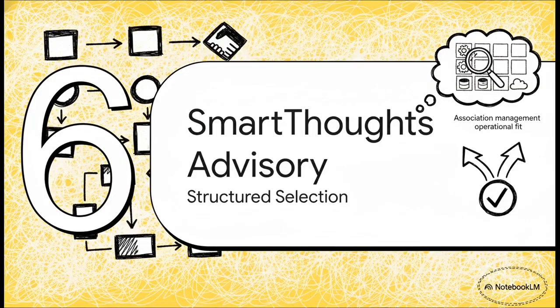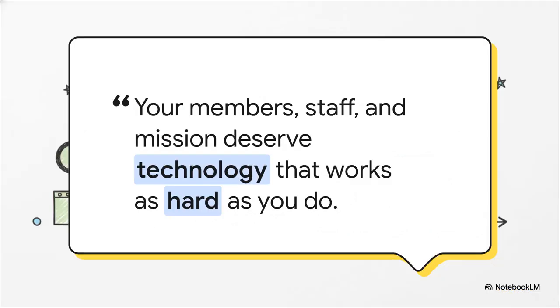Finally, Section 6, the SmartThoughts Advisory Close, highlighting the value of structured selection. I want to leave you with a quote from the independent analysis that really hits the nail on the head. AI can summarize AMS features, but it cannot determine whether your association's membership model, accounting structure, staff capacity, data complexity, and growth path make one system a safer fit than another. That is where a structured AMS selection process matters.